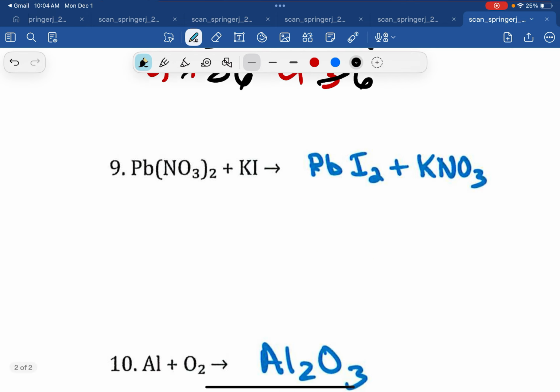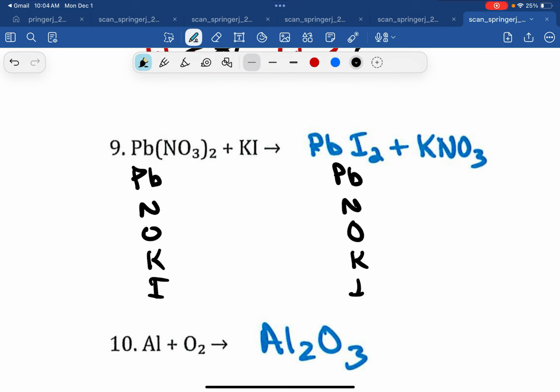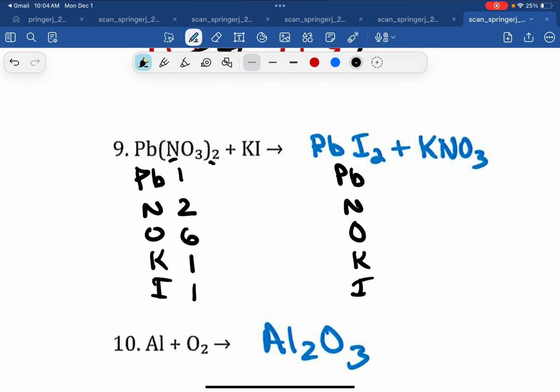All right, I'm going to do this one 2 ways. First, I'm going to go P, B, N, O, K, I. One, 2, right? There's 2 N's. 6, 1, 1. 1, 2, 1, 1, 3.